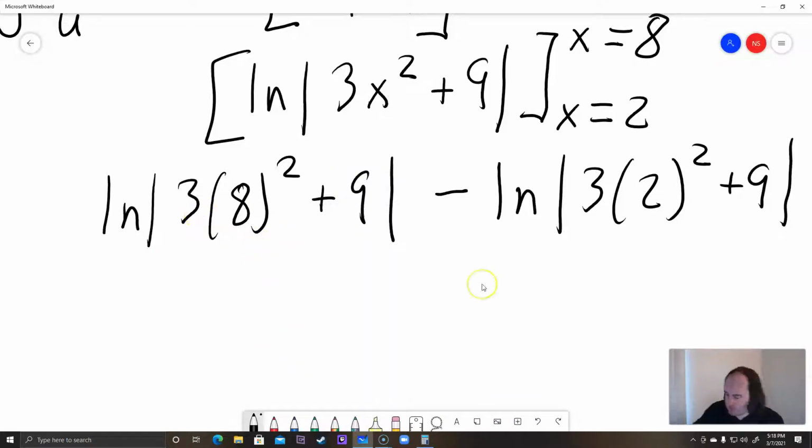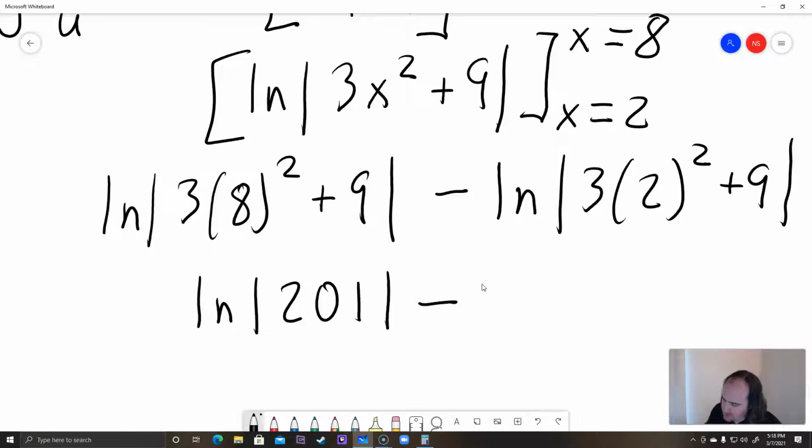So I got ln of absolute value of 201 minus ln of absolute value of, well, let's see, 2 squared is 4, and 4 times 3 is 12. So here we have 12 plus 9 is going to be 21. So we have minus ln of absolute value of 21.